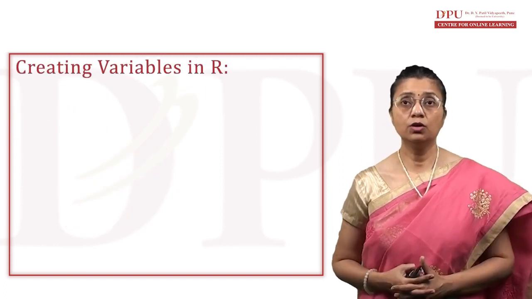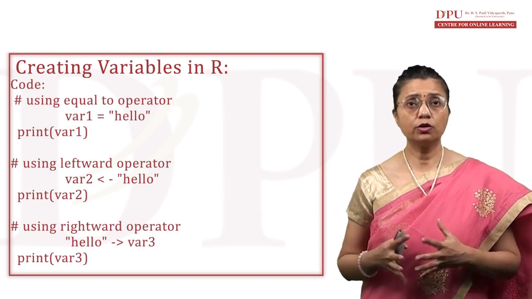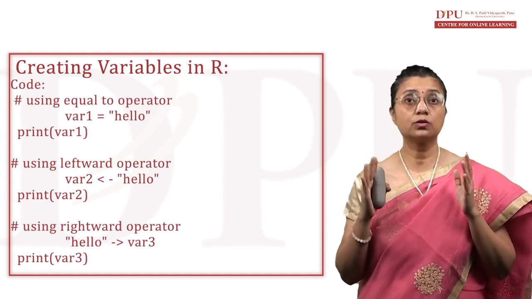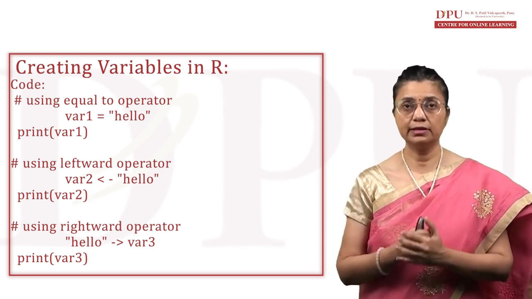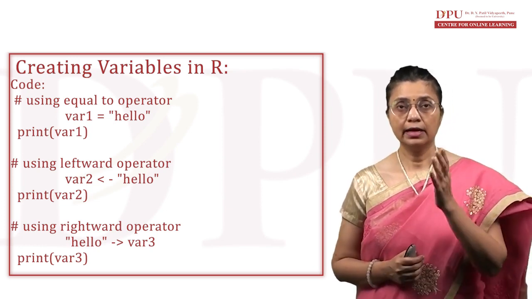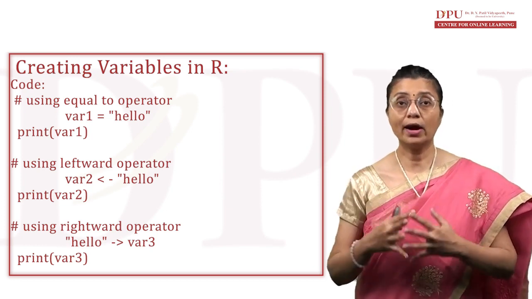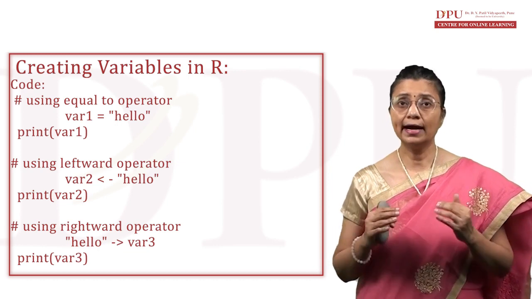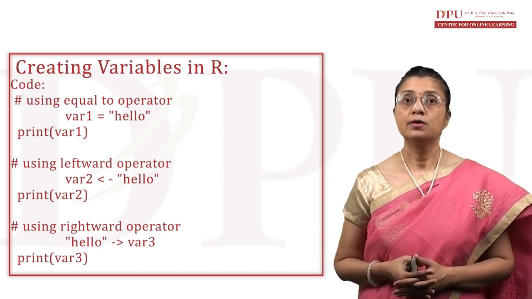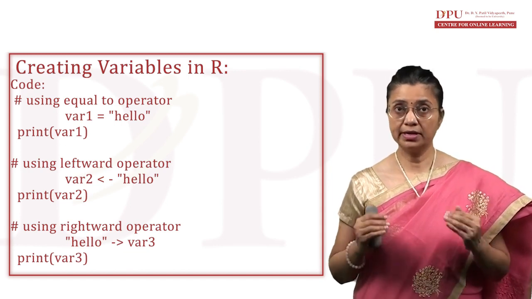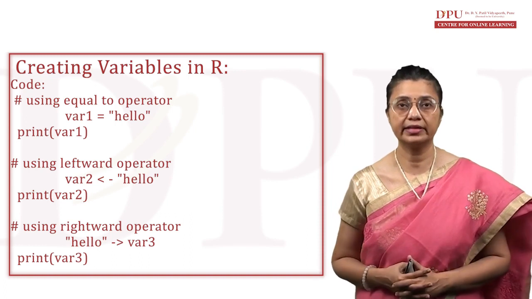Now, let's have a look at how to create a variable in R. We have seen a lot of code, but this particular code snippet is only focused on how to store a value into a variable. You can see here, I am storing hello into var1 and I am printing var1. So I have stored var1 equals hello with the equal to operator, and I am printing var1. So var1 is my variable and it is printing hello on the screen.